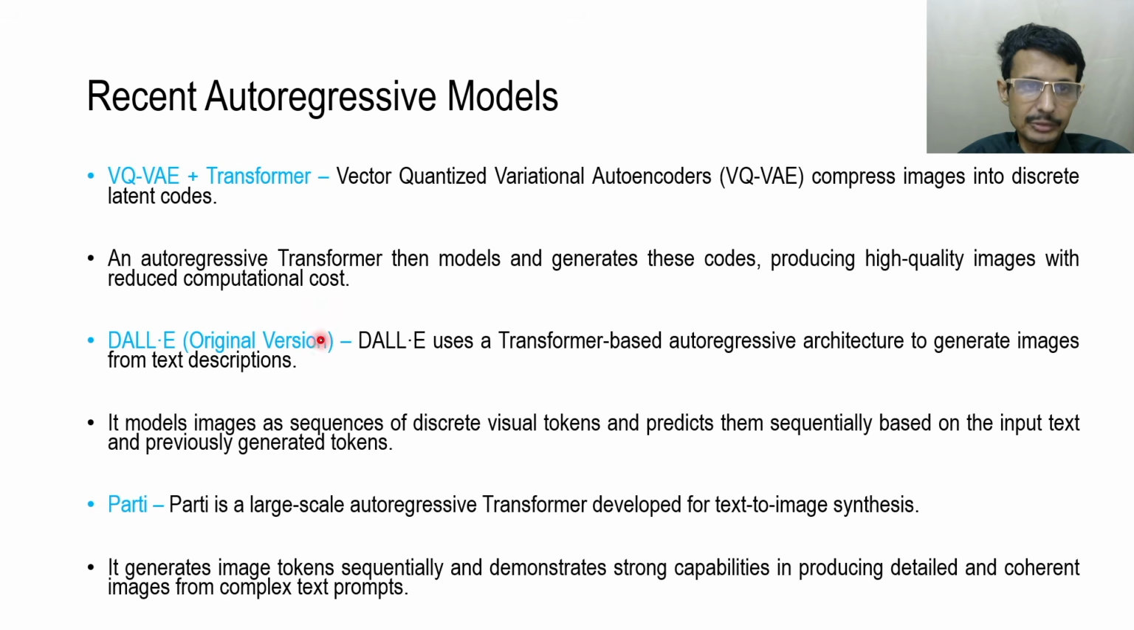Some examples: DALL-E is one important model which uses an autoregressive transformer architecture to generate images from text descriptions. It models an image as a sequence of discrete visual tokens and predicts them sequentially based on the input text and previously generated tokens. So these are some examples of this. Parti is a large-scale autoregressive transformer developed for text-to-image generation. It generates image tokens sequentially and demonstrates strong capabilities in producing detailed and coherent images from complex text prompts. So these are very recent models.